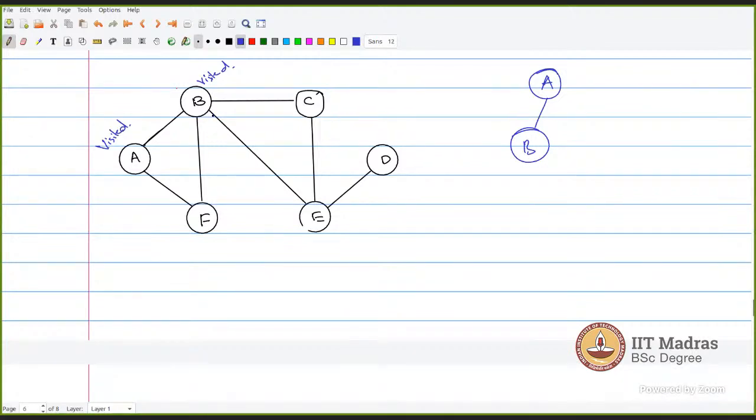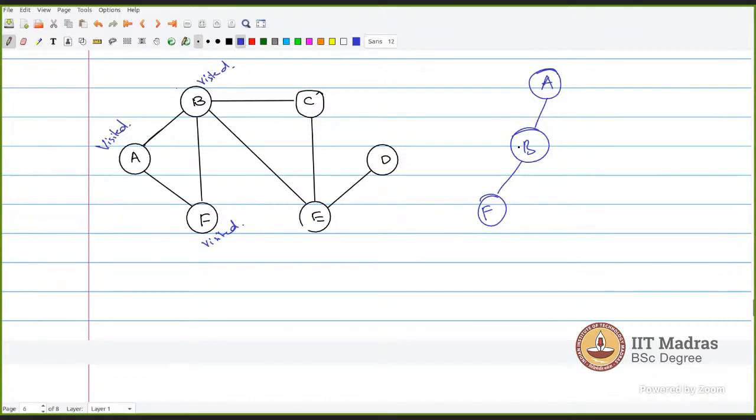What I do is I go to another unvisited vertex which is adjacent to B. It can be F, E or C. So if it is F, then I will choose F and mark F as visited. Now from F, you see there are no unvisited vertices adjacent to F. Again I came to a dead end. I will go back to B.